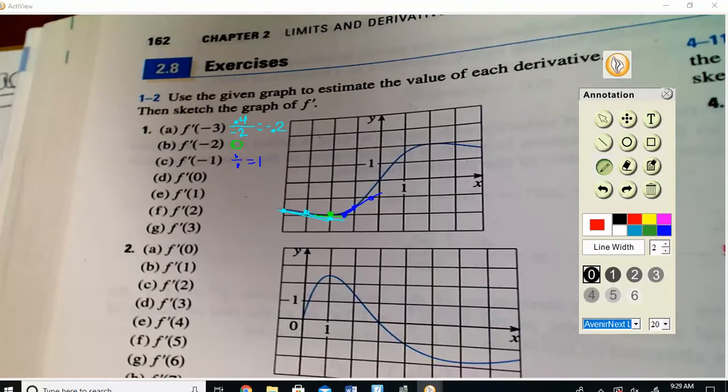So f prime of 0. So x equals 0 is right here. Would this one have a positive or negative slope? Let me ask that. Should be a positive, right? If I draw this tangent line, it looks something like this. So if I estimate my rise over run, looks like we go up 2, run, let's see, that's like a -2/3.